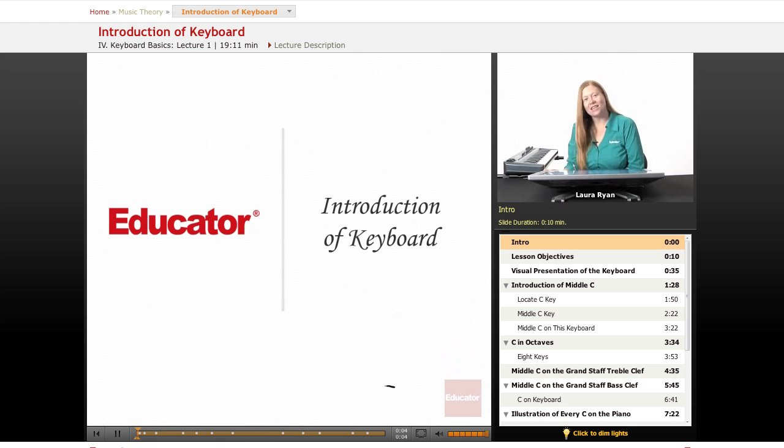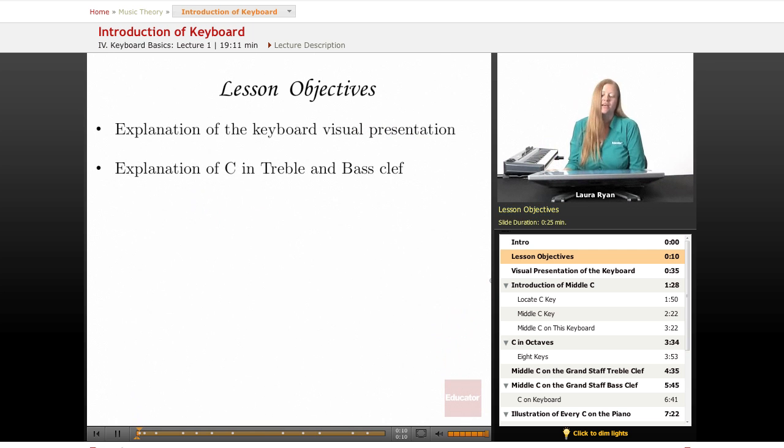The lesson today that we'll be exploring is our introduction of the keyboard. Our lesson objectives will be, first of all, an explanation of the keyboard visual presentation, how the white keys and black keys are laid out, and how to recognize notes using the patterns of white keys and black keys, and an explanation of what middle C looks like, and also every C on the keyboard, and treble clef and bass clef.